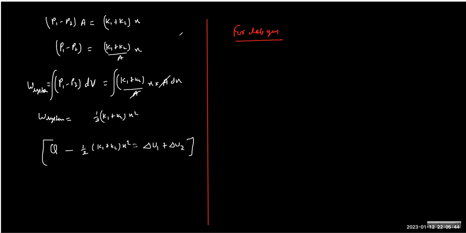Okay, sir. But if someone wants to do it one by one, system by system, you have to write the first law for each system. For the first left gas, energy received equals work done by the first gas plus delta U1. What is work done by the first gas? P1 dV. Can you write it like this? Yes, sir. Yes, sir. Correct? Yes, sir.